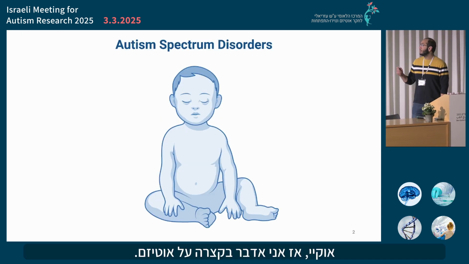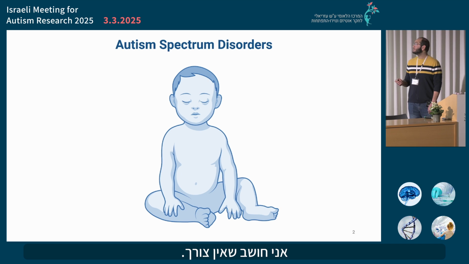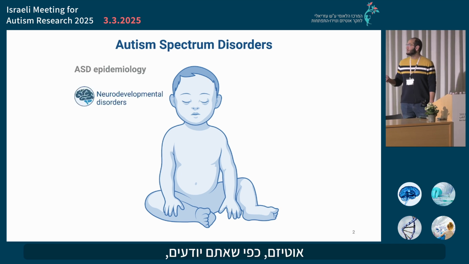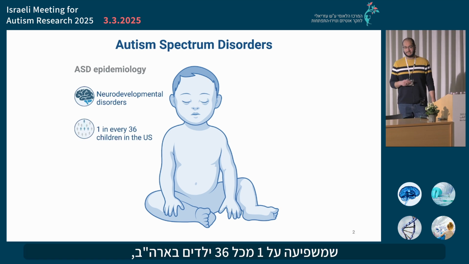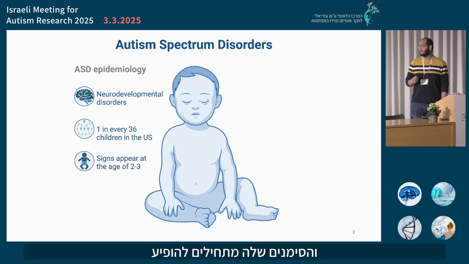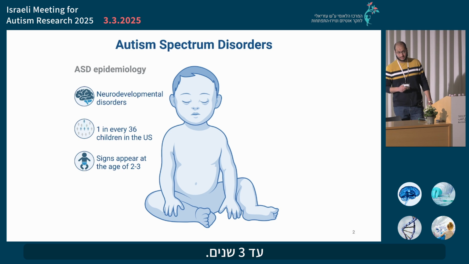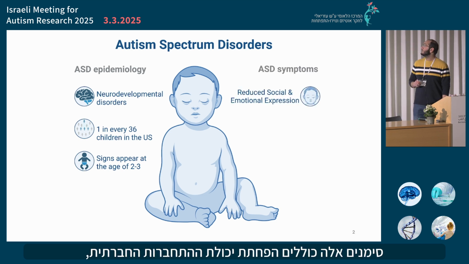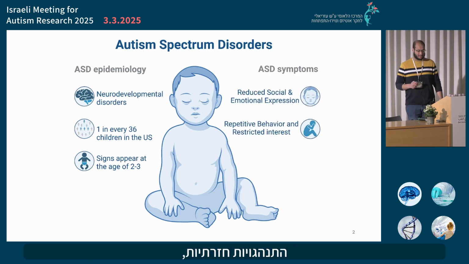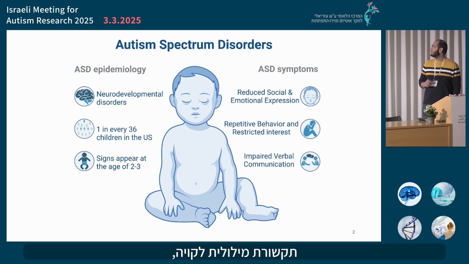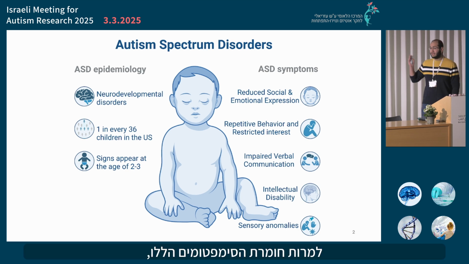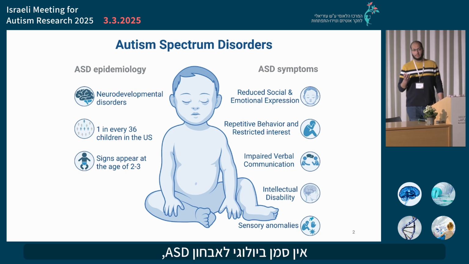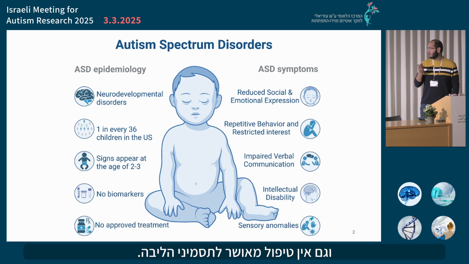So I will briefly talk about autism. Autism, as you know, is a neurodevelopmental disorder that affects 1 in 36 children in the US, and its signs start appearing at the ages of 2 to 3 years old. These signs include reduced sociability, repetitive behaviors, impaired verbal communication, intellectual disabilities, and sensory anomalies. Despite the severity of these symptoms, there is no biomarker for the diagnosis of ASD, nor is there an approved treatment for the core symptoms.